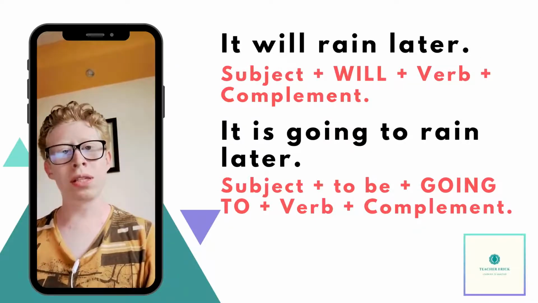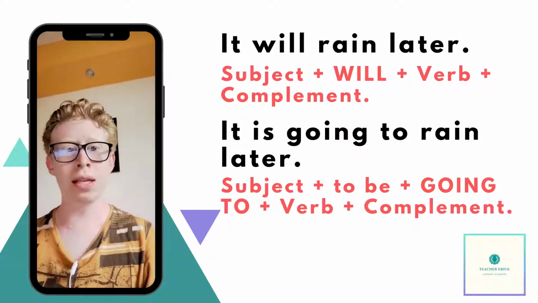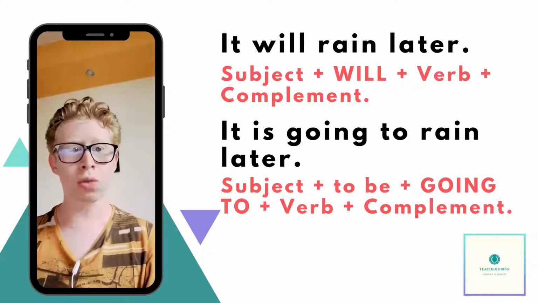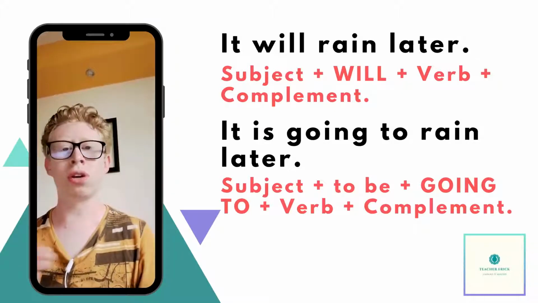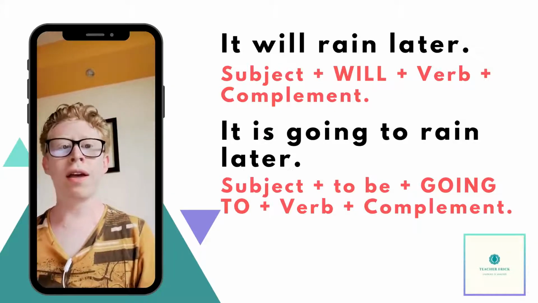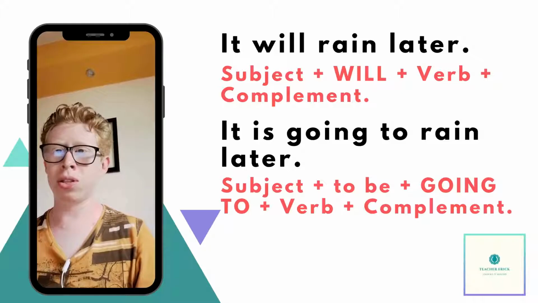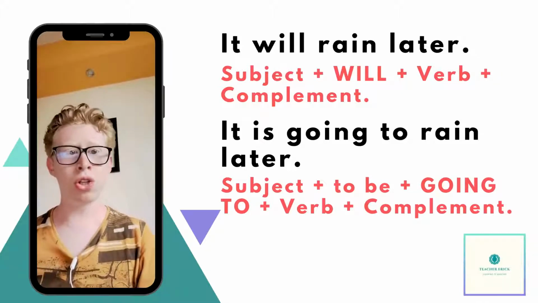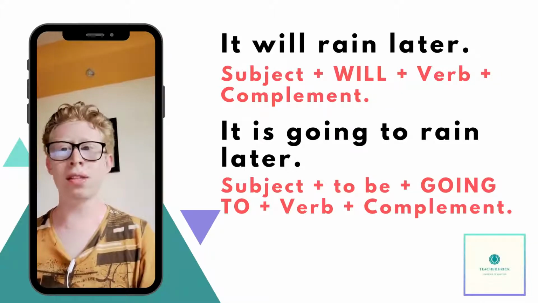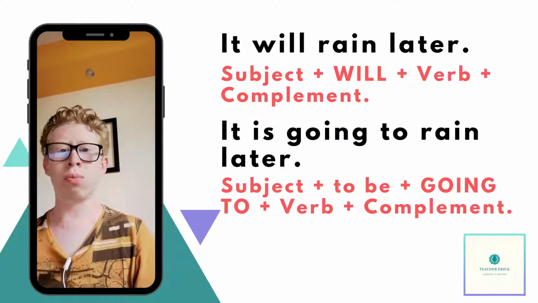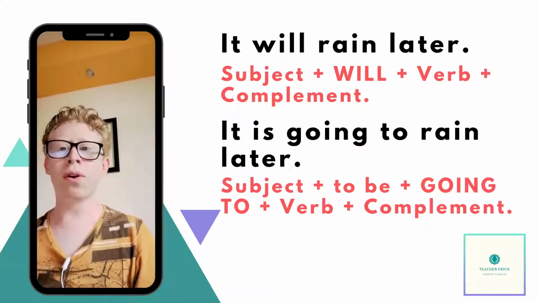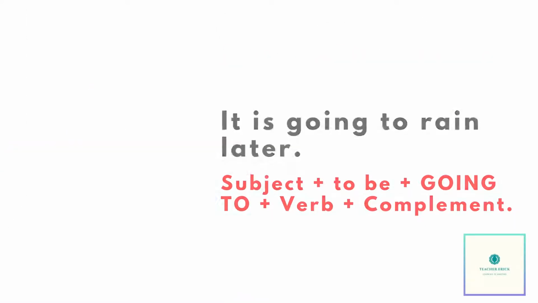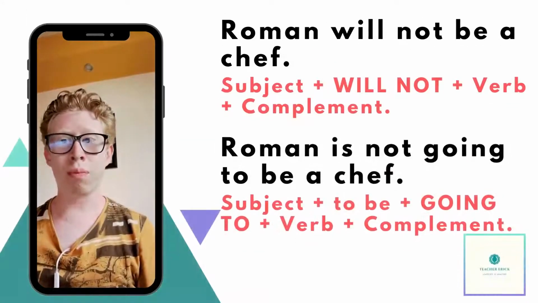So if you notice, the first prediction, the one that is based on what we think or believe, is usually stated with a subject, will, a verb, and a complement. And those predictions that are based on evidence are stated with a subject, the verb to be, going to, the verb, and a complement. Here we have two more predictions.